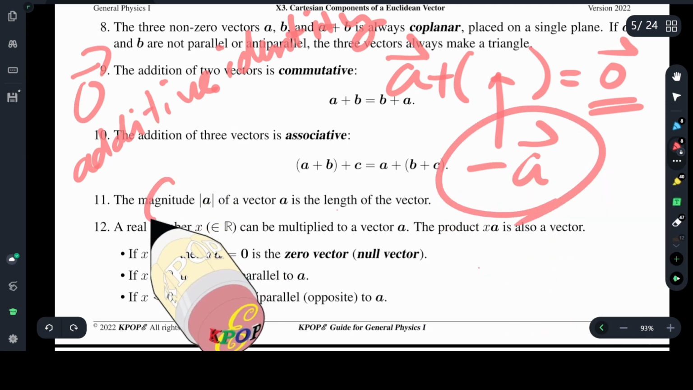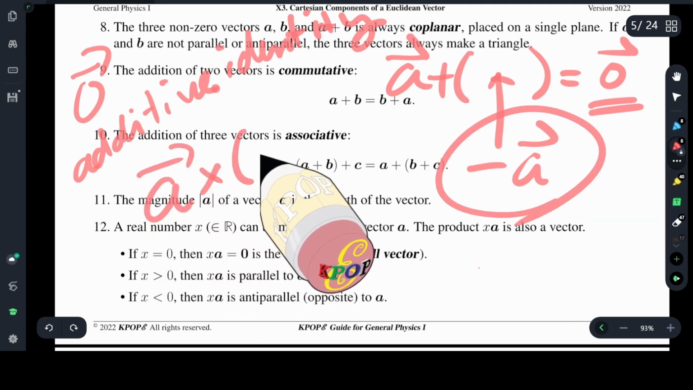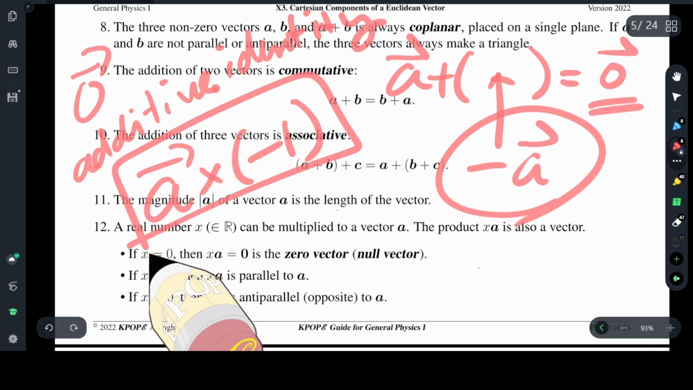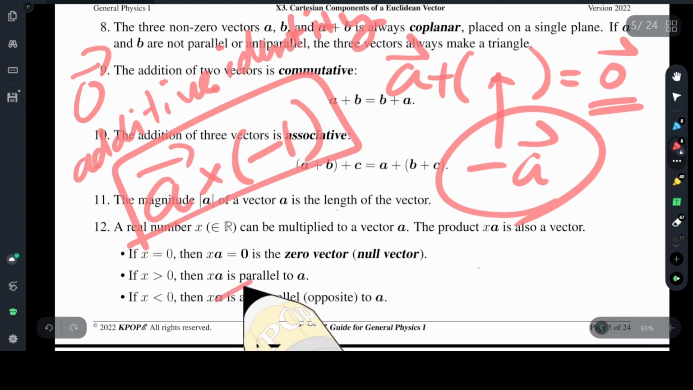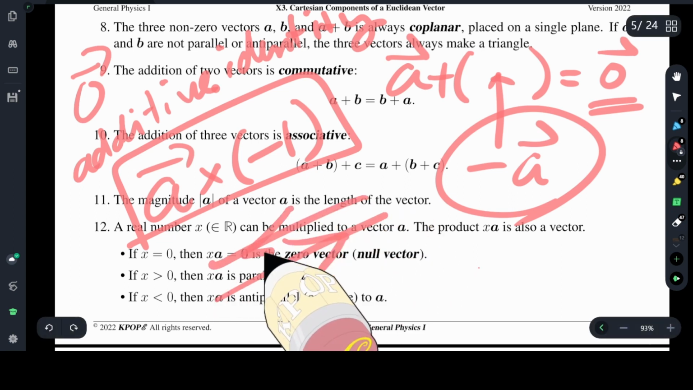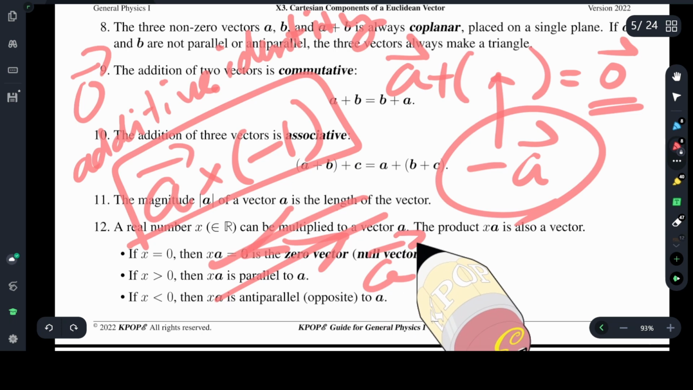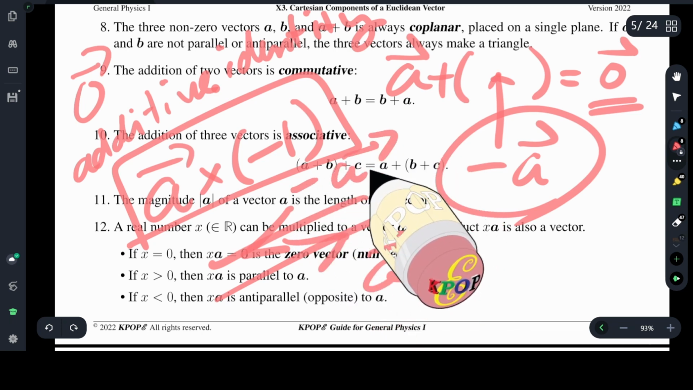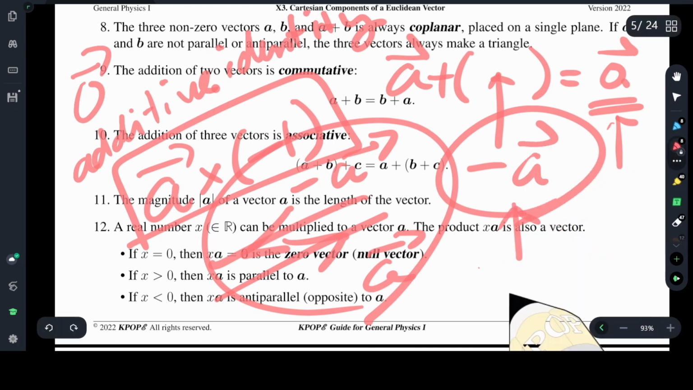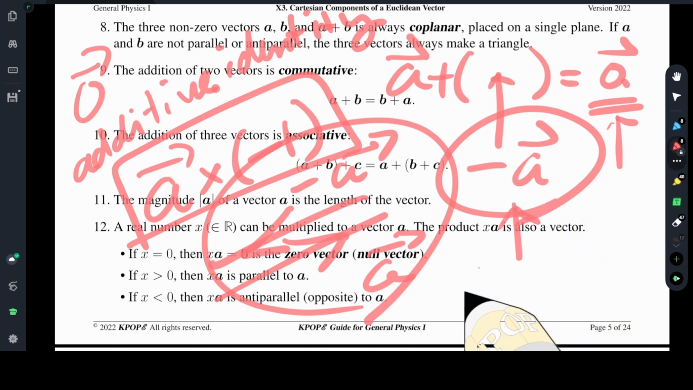Minus a can be obtained by multiplying by minus 1 here. So the magnitude is the same, but the direction is opposite. So if I make a displacement, and I'd like to cancel this displacement, this is a and this is minus a. The result is 0. So this is the additive identity, and this is called the additive inverse.